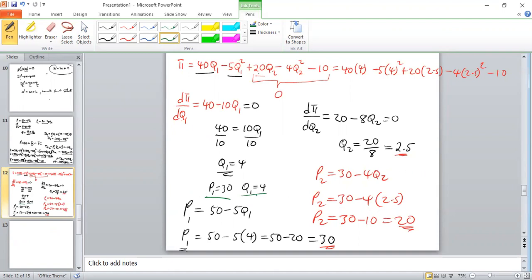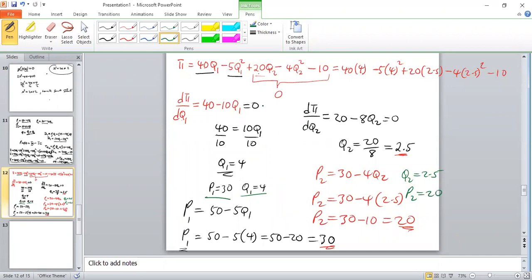The coordinates: P1 is 30, Q1 is 4. Then Q2 is 2.5, then P2 is 20. So we have.